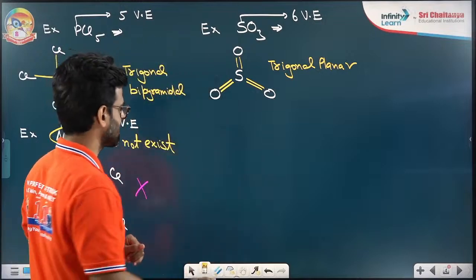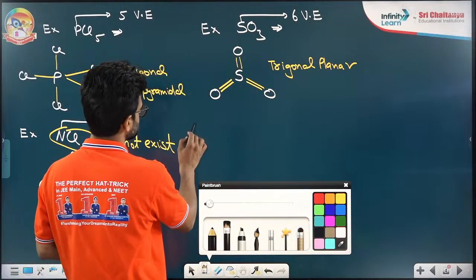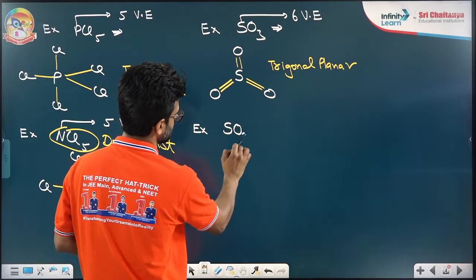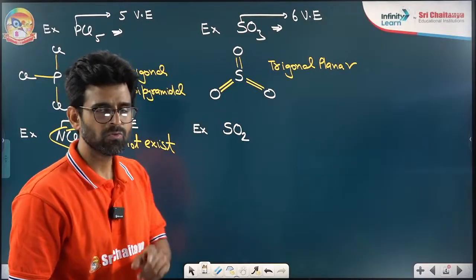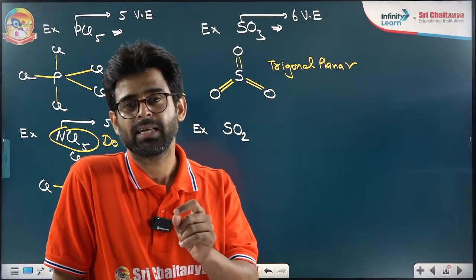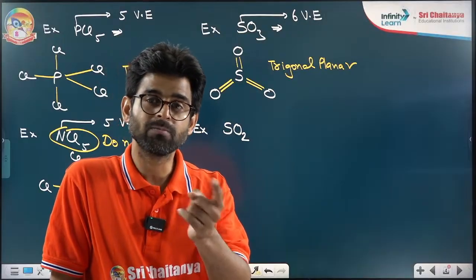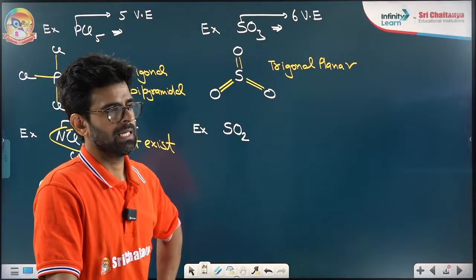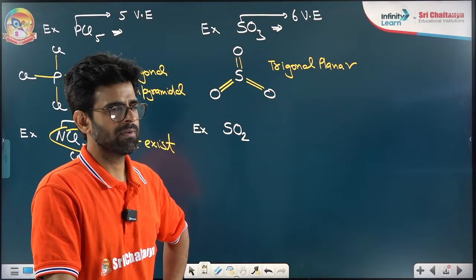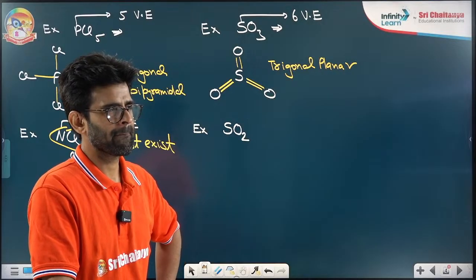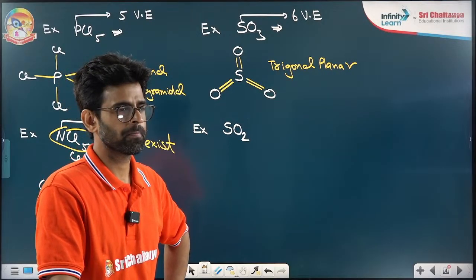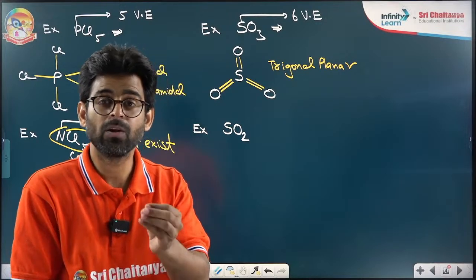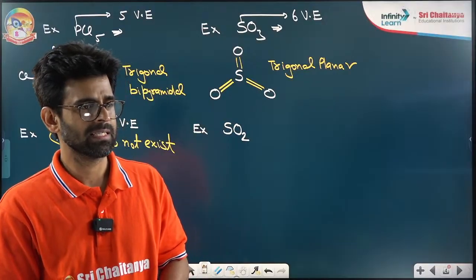Okay. The next thing is, try this one. Try SO2. Now you will tell me how many sigma and pi bonds it has and how many lone pairs are on sulfur. Solve by yourself. The next question is SO2. Sulfur will have how many sigma bonds, how many pi bonds, and how many lone pairs present on sulfur? Okay, this is the question.